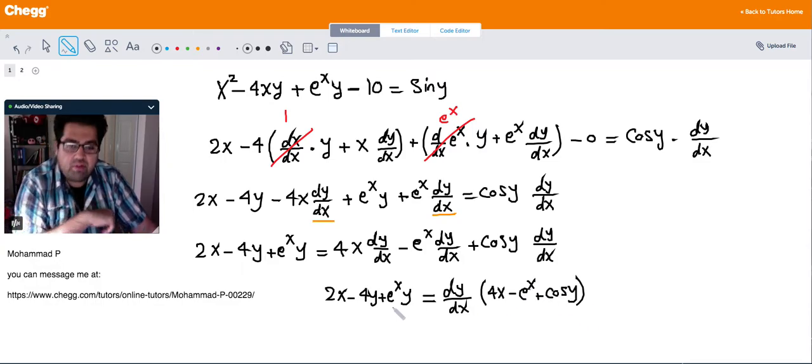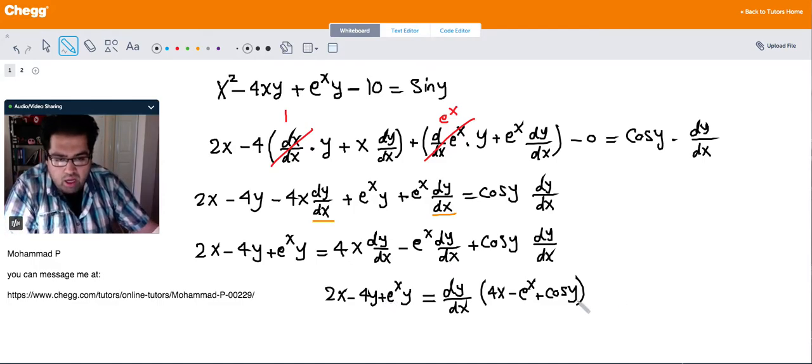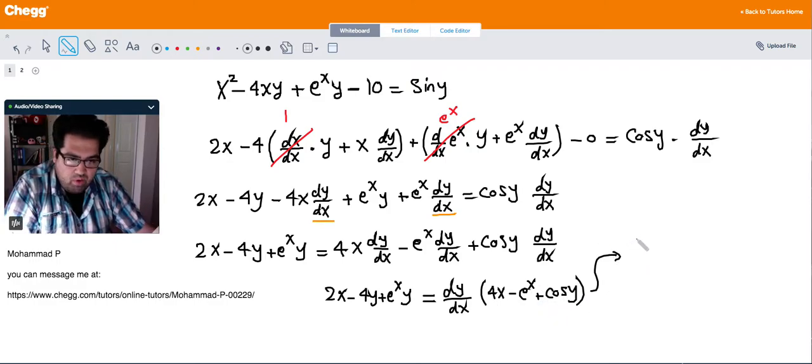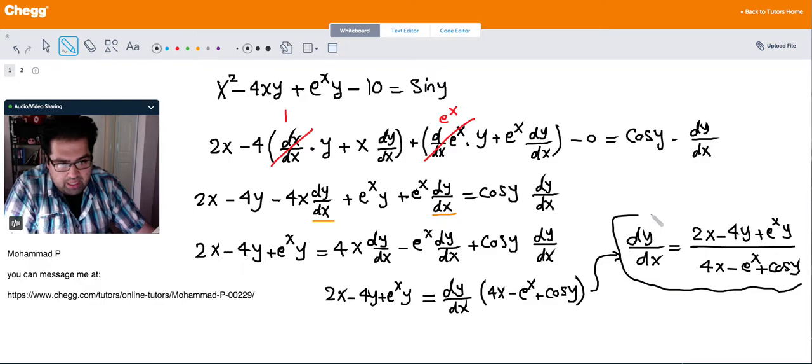And since we are solving for the dy dx, we are finding the derivative, so I'm going to divide both sides by 4x minus e to the x plus cosine y. So dy dx is going to be 2x minus 4y plus e to the x y, and then divided by 4x minus e to the x plus cosine y. Okay, so that's basically it.